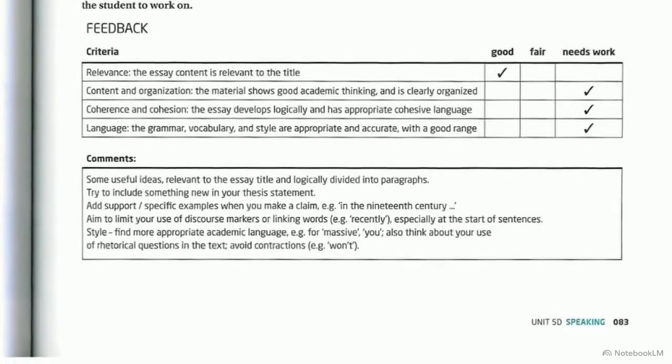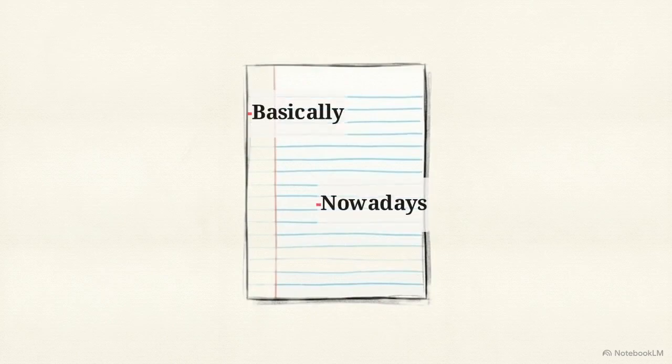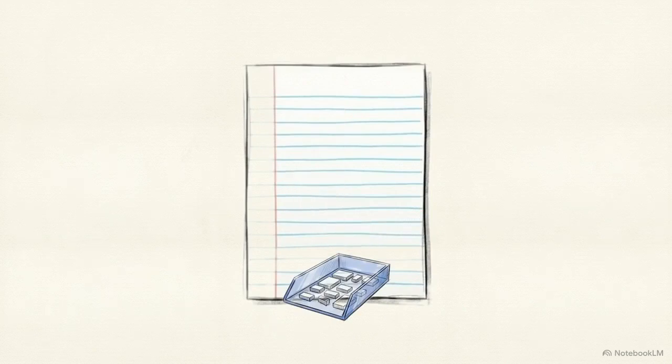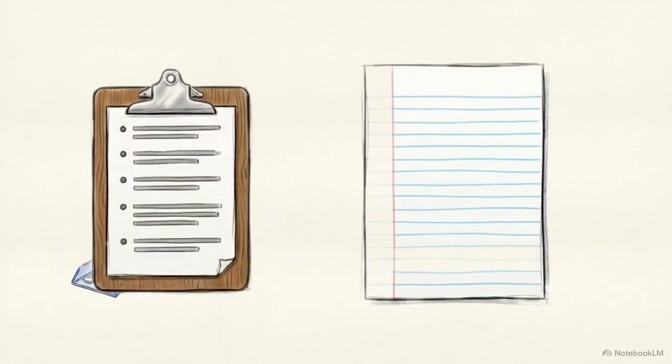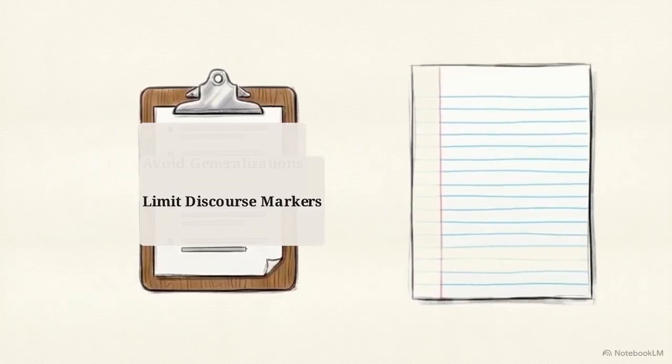Looking at the comment section, the tutor provides specific stylistic instructions: limit discourse markers and avoid informal contractions. We can apply this by identifying and removing redundant words like basically or nowadays from the text. This action directly aligns the draft with the tutor's stylistic requirements. Analyzing these comments provides a list of specific habits to monitor. By identifying recurring errors now, you can check for them specifically in future drafts.